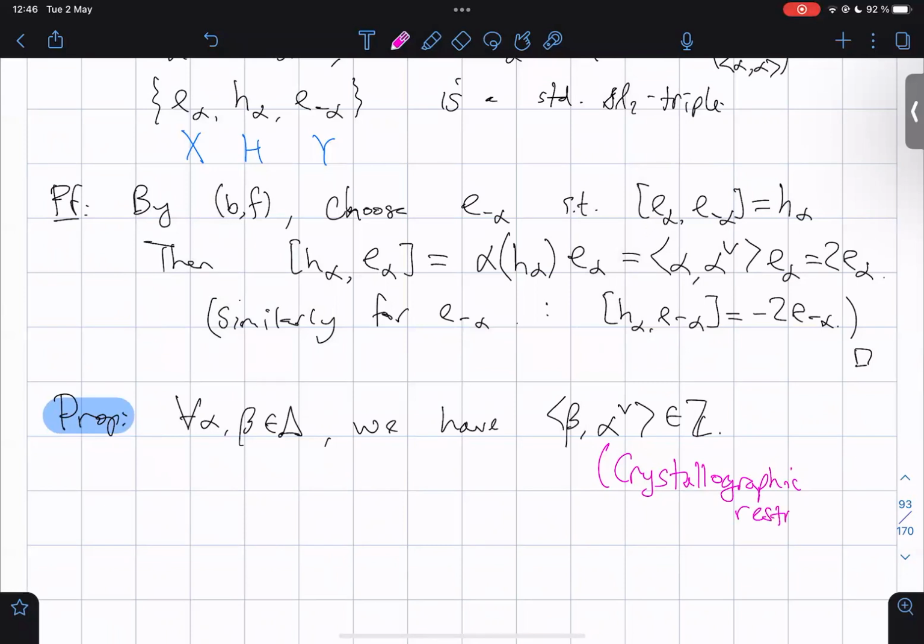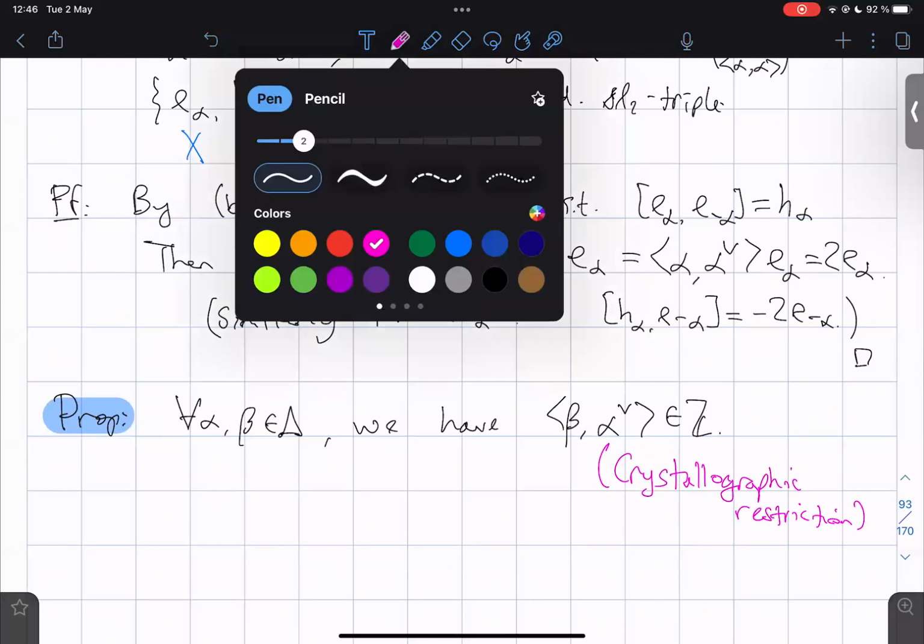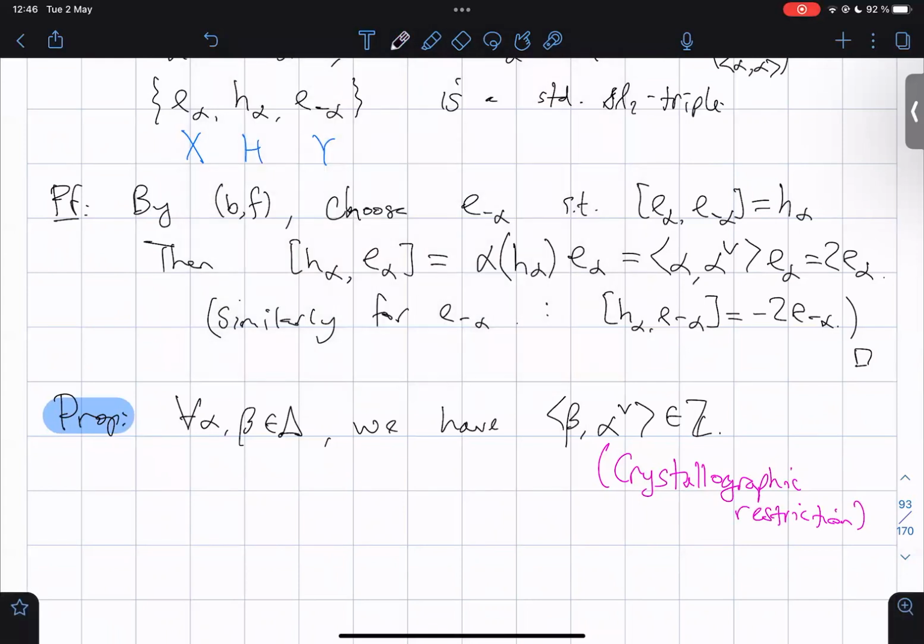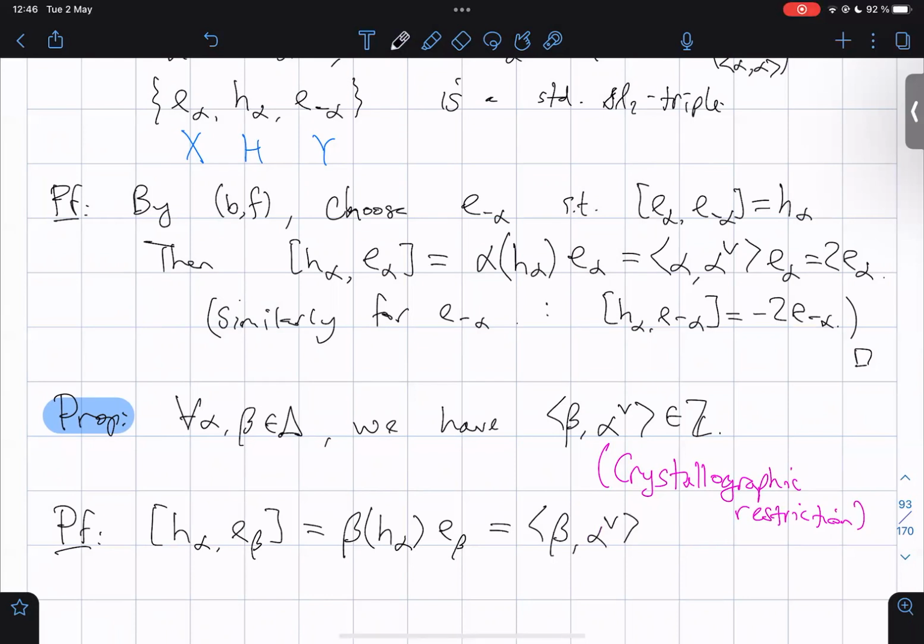So-called crystallographic restriction. Okay, so again, this is a short little thing. So H alpha paired with E beta is beta, the root evaluated on H alpha. So that's a number. That's the eigenvalue, multiplied by E beta. And again, from the definition of this pairing, this is this number.